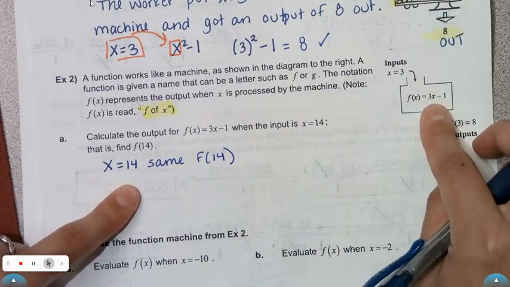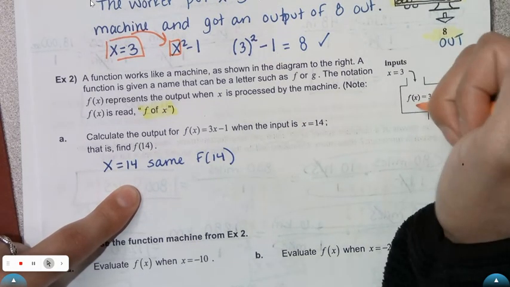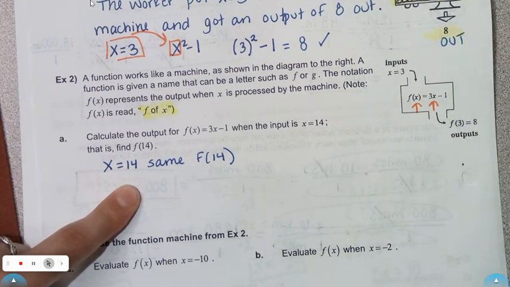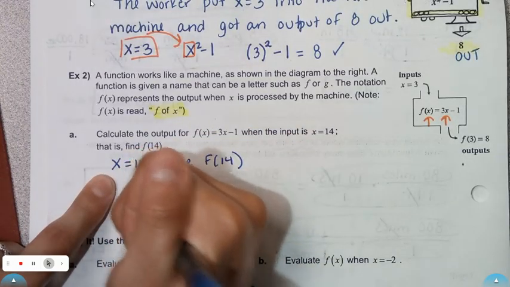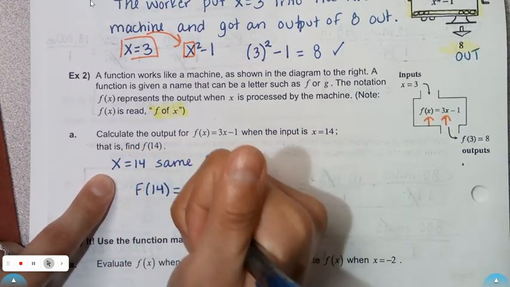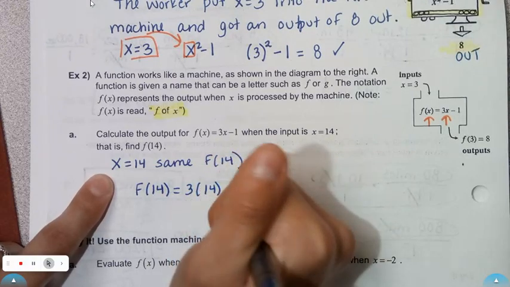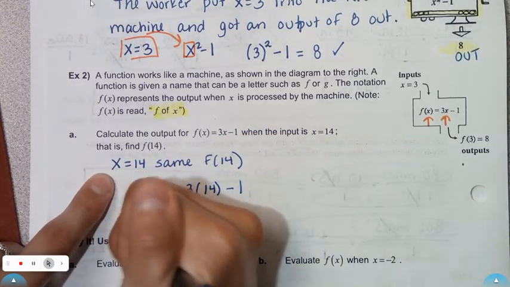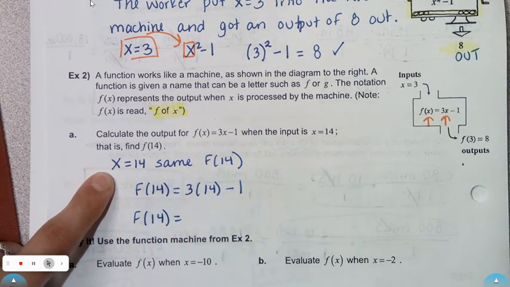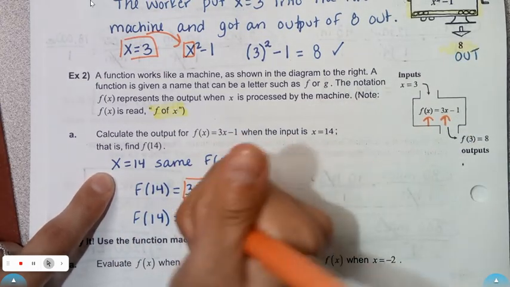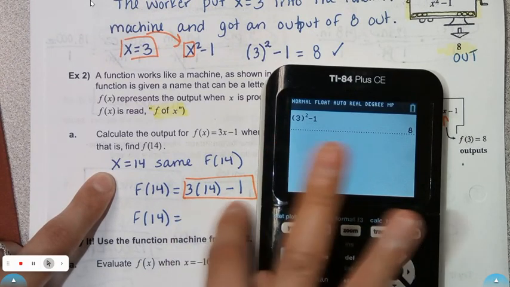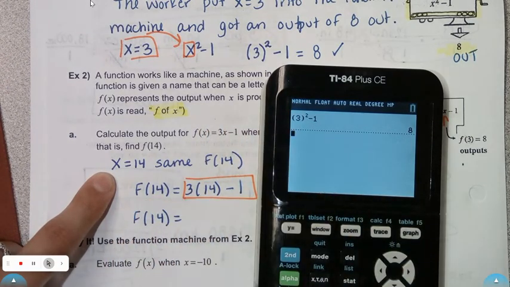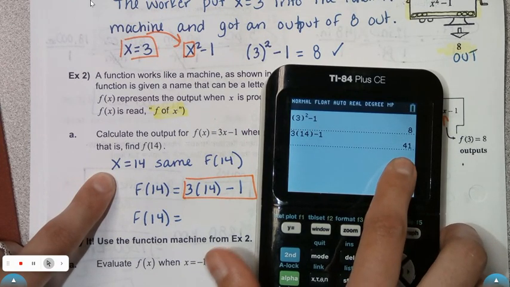All right, here's my function. I see 2 x's. So in those 2 spots, I'm going to plug in 14. Okay, so I have f of 14 is 3 times 14 minus 1. I like to tell my students this is all calculator. And we're only plugging in this side, not this f of 14. So this is 3 times 14 minus 1. I get 41.